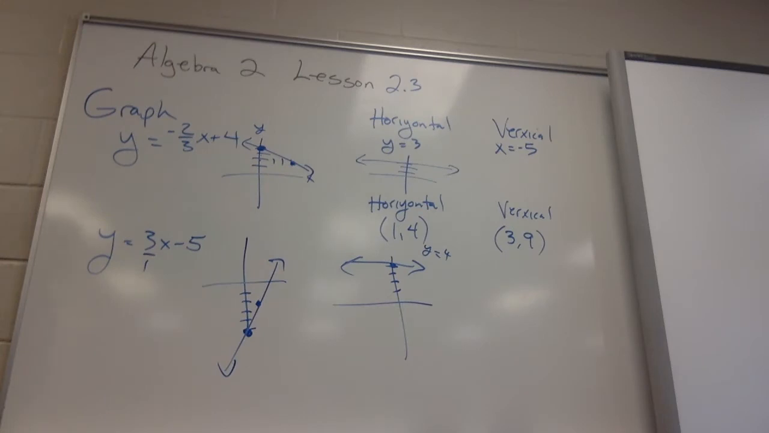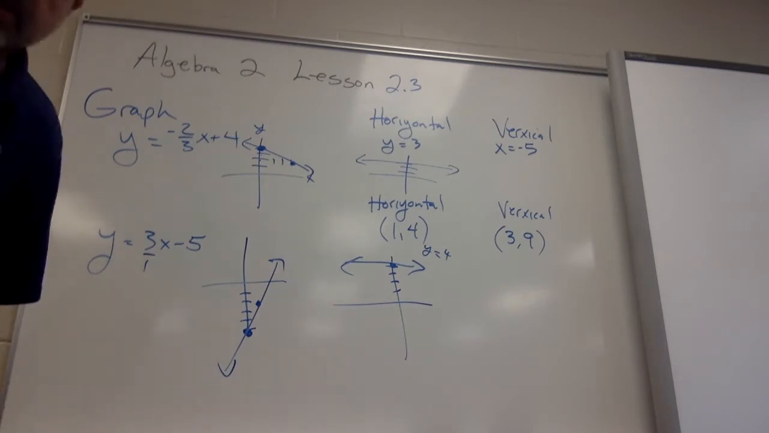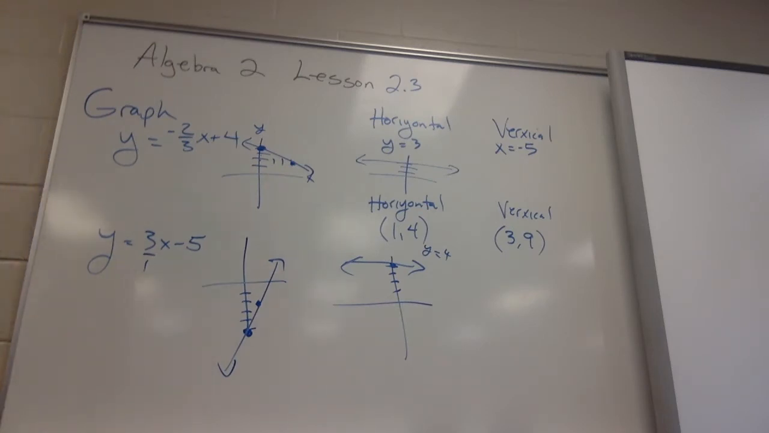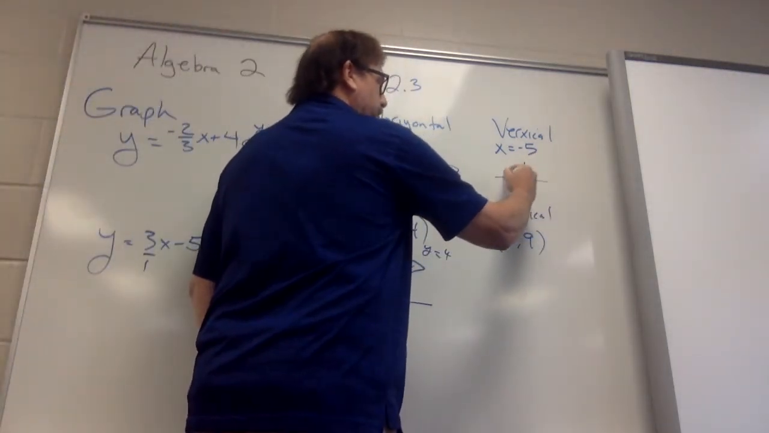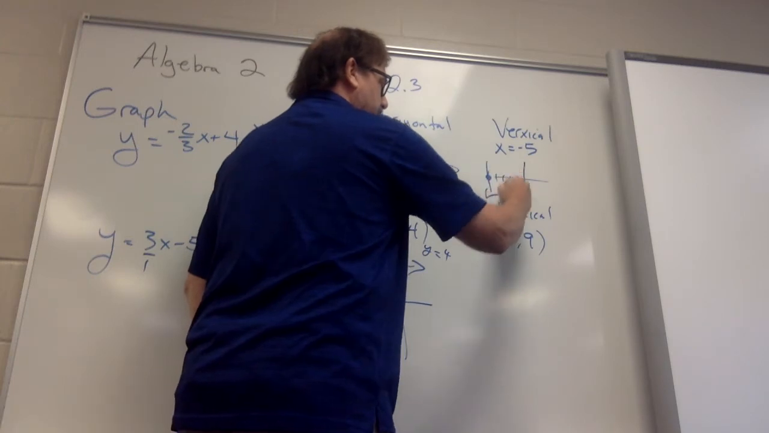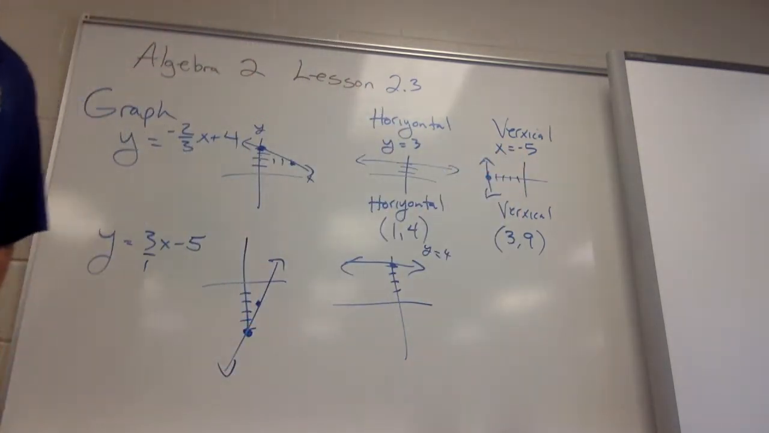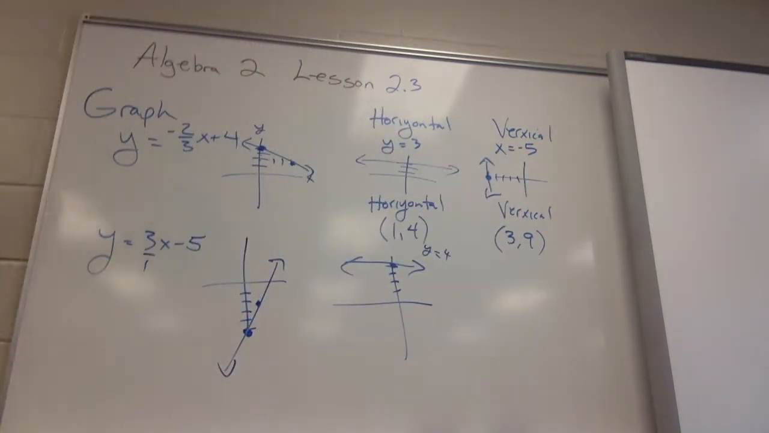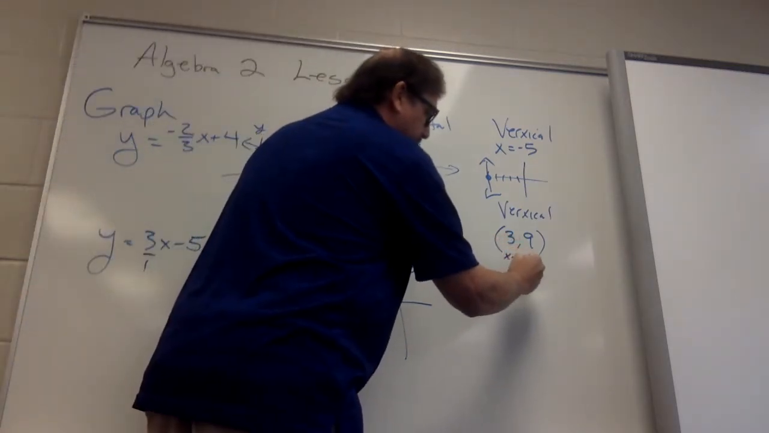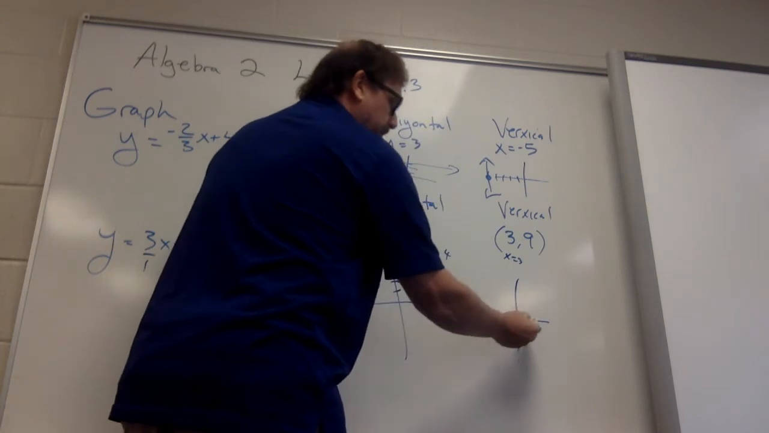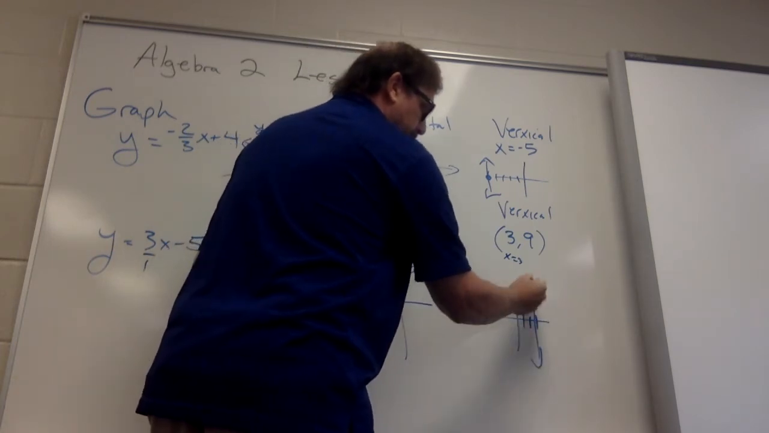And his grandpa also said vertical. He also said vertical. And that means a vertical line. So when it's x, it is a vertical line. So we go to 1, 2, 3, 4, 5 negative. There it is. And on 3, 9, for vertical is x equals. Well, what does the x equal? The x equals 3. That's all we need to know. Vertical line at 3. Try to hit it.